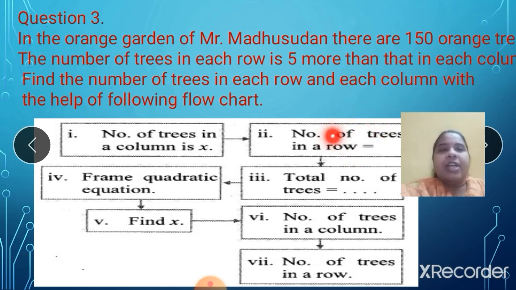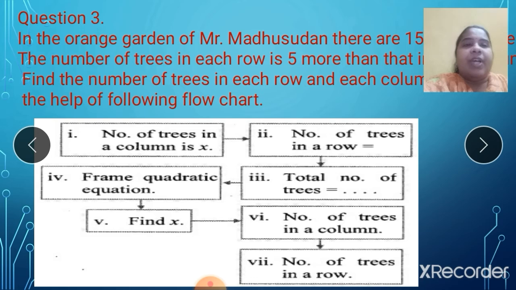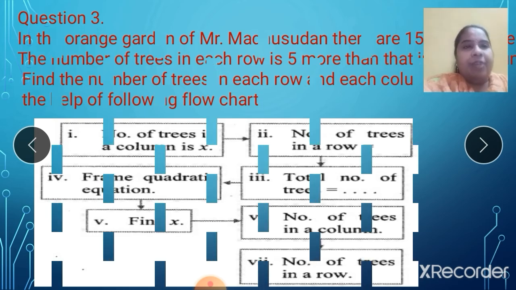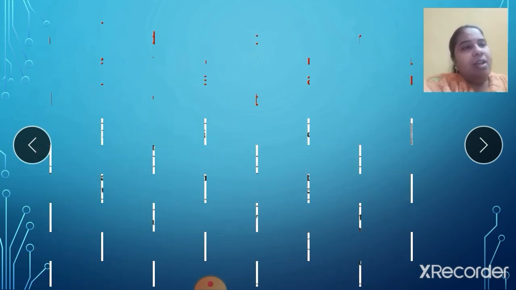Yes, I hope you are understanding it. Number of trees in each column is x. Rows is 5 more, so it will be x plus 5. Then what is given? Total number of trees is 150. Correct? Total number of trees is given as 150. Now how to frame the equation? It is as easy as x into x plus 5 as 150. Then we will frame the equation and try to get the answer.